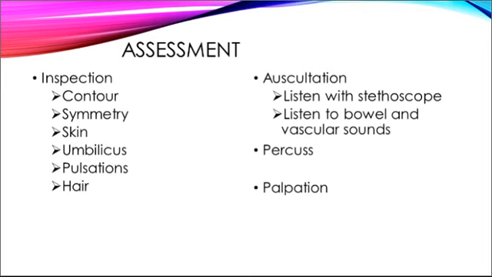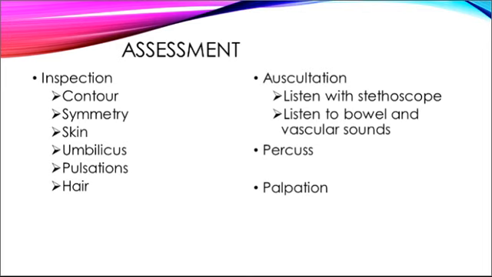Pulsations, your aorta comes right down the middle of your abdomen. You also have your iliacs, so you're looking for any pulsations there. You're looking for hair on the abdomen, excess, absence, patches, things like that. What else? When you're inspecting the belly, the abdomen, make sure your light is good.